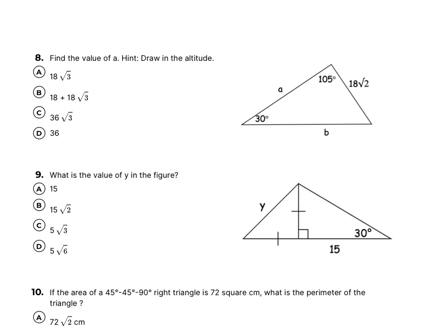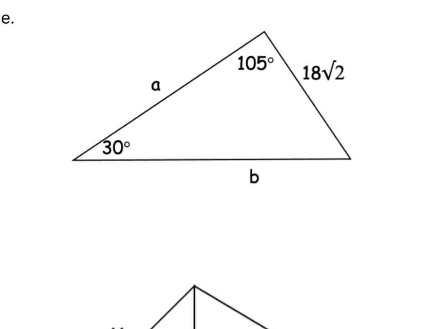Now remember that you cannot use 30, 60, 90, 45, 45, 90 or trig in a problem unless you know that it's a right triangle first. So that's why the hint is there, to remind you to draw an altitude so you can create a right triangle. So we're going to start by sketching a right triangle by dropping an altitude. And this is what they want me to find.